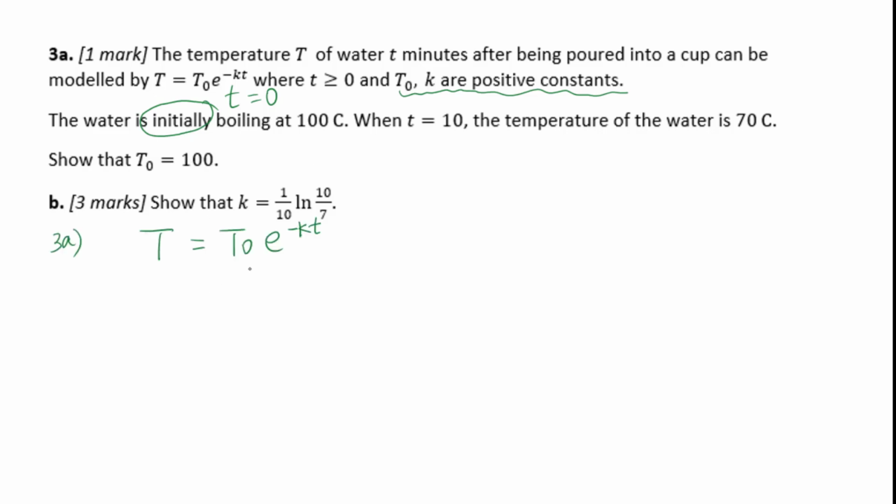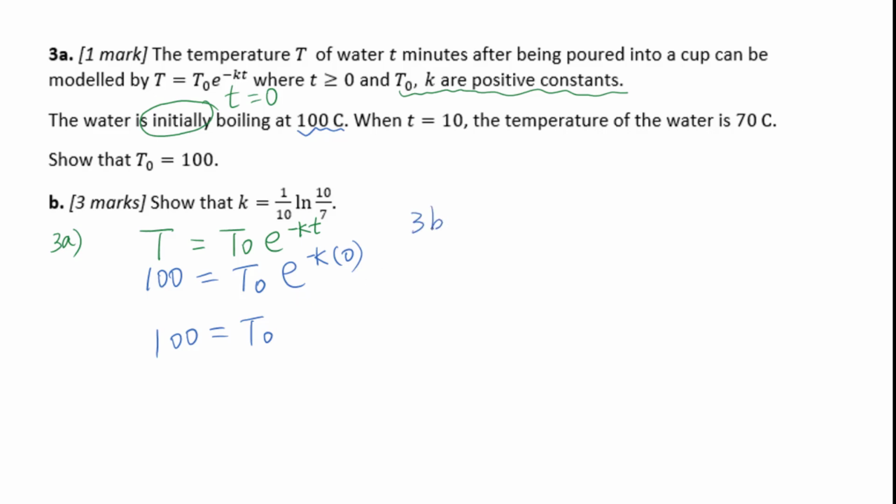Initially means t equals 0. The temperature is 100 degrees, so 100 equals T sub 0 e to the negative k times 0 power. So we get T sub 0 equals 100, because e to the 0 power equals 1.